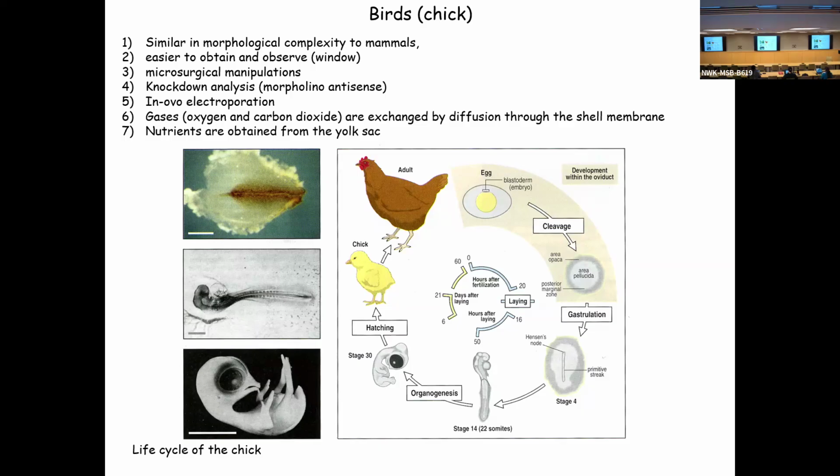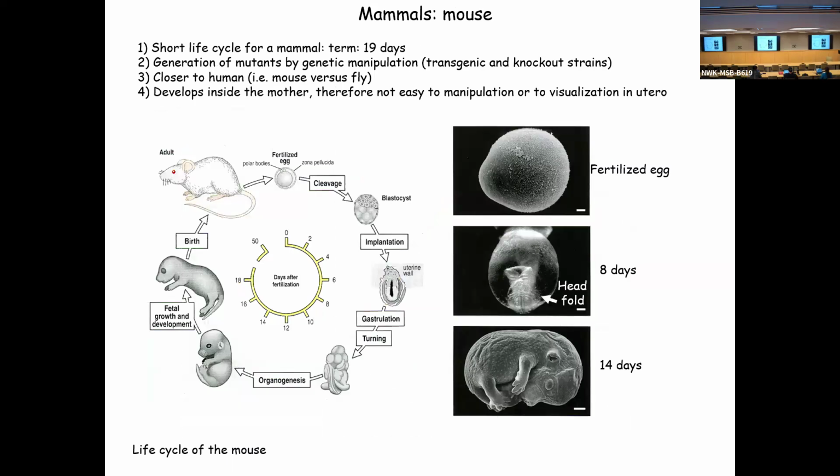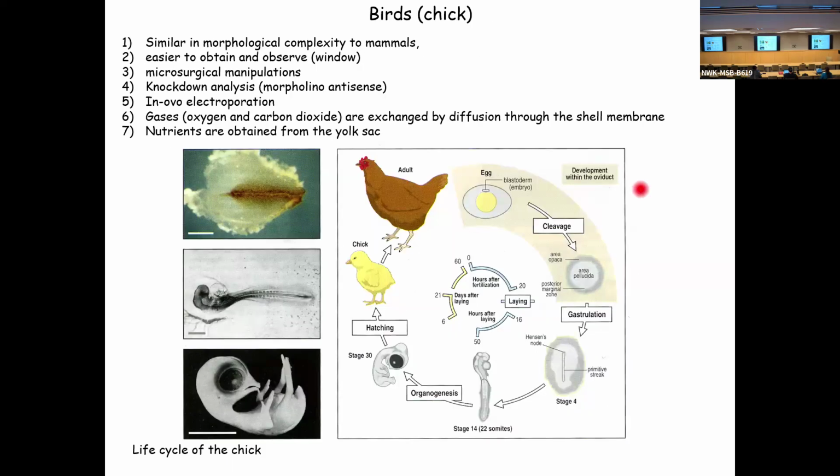The gases, for example, the oxygen, permeate within the embryo. Okay, there's no placenta again, and they're exchanged by diffusion through the shell membrane, okay?